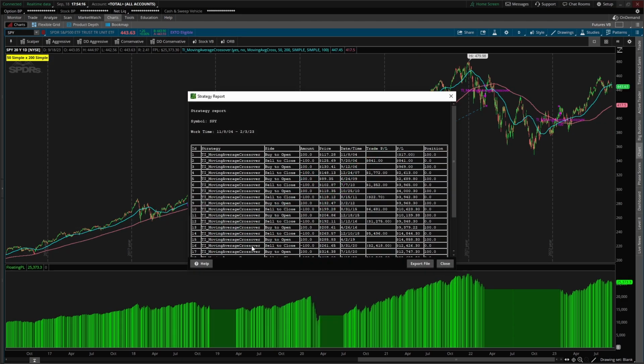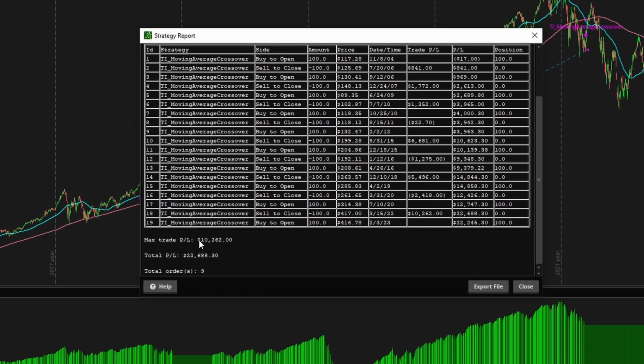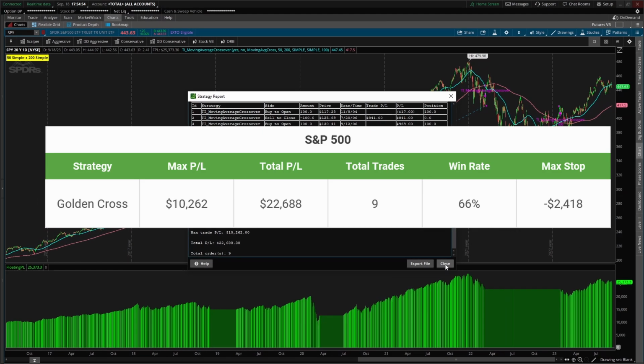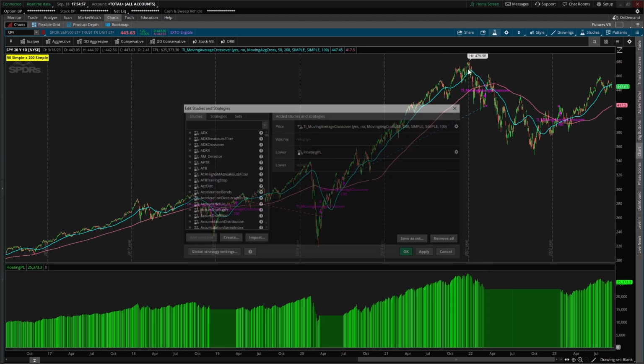Now, if I right click and we show report, there's three metrics we want to pay attention to. The first is the max trade P&L. Here we can see the max trade P&L is 10.26K, so let's call it 10.2K is our max here. Our total P&L is 7K, and the total number of orders that we have is 9. This is again over a 20-year period, going all the way back. We can see the first order in 2004. Now, out of these 9 trades, we can see 1, 2, 3 losers, so 6 out of these 9 trades have been winners.